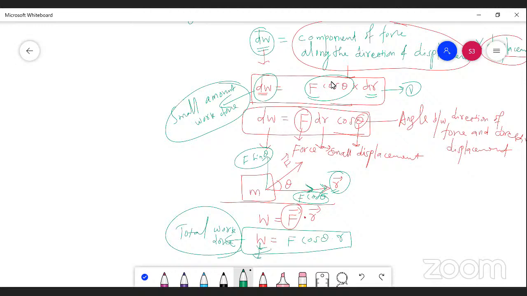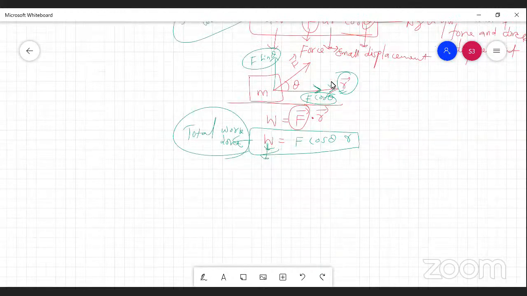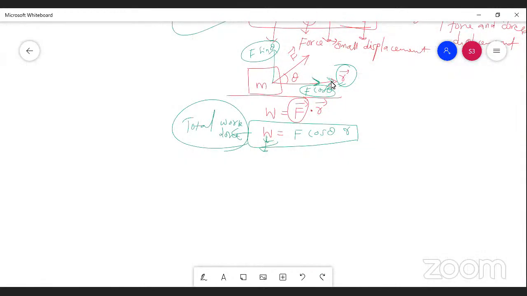What is the difference between these two? Hey, students, what is the difference between these two equations? Do you feel any difference? Are both equations similar? Tell me, any one of you. Both equations are similar, or is there a difference? Small work done, total work done. How do you differentiate these two?